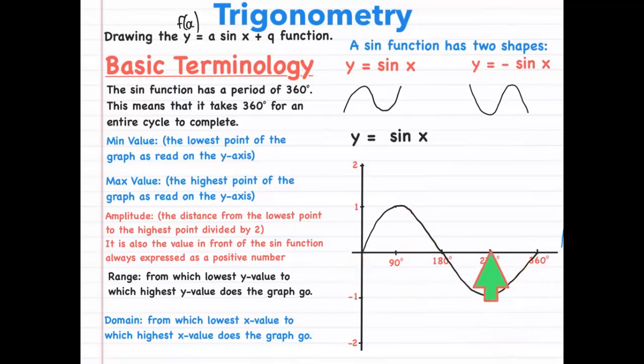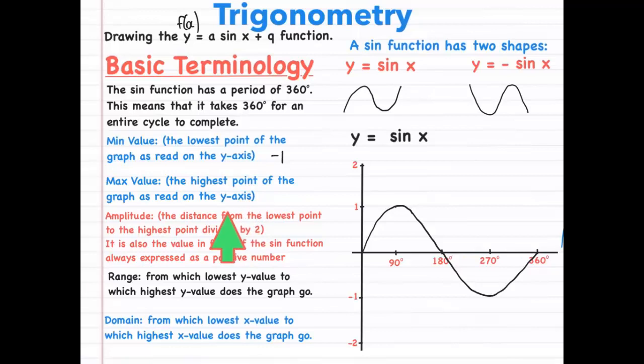Now that I have this graph, let's quickly look at the minimum value. The minimum value is the lowest point of the graph as read on the y-axis. This is our graph. What is the lowest point? Right there, right? And how do I know what that value is? We go and find it on the y-axis. So it's minus 1. For this graph, I can write here that the minimum value is minus 1.